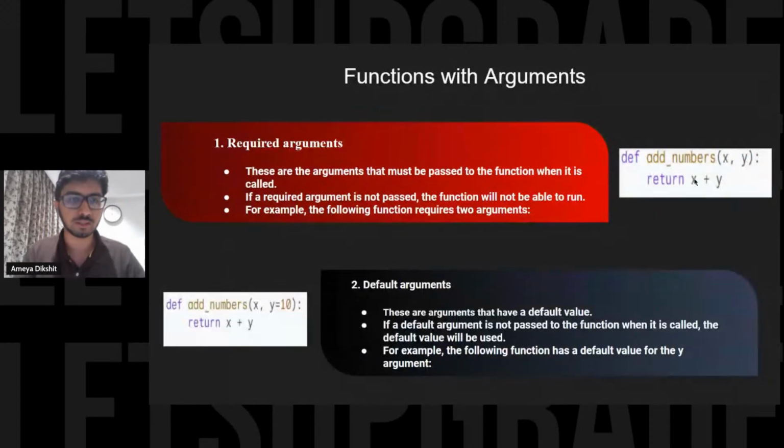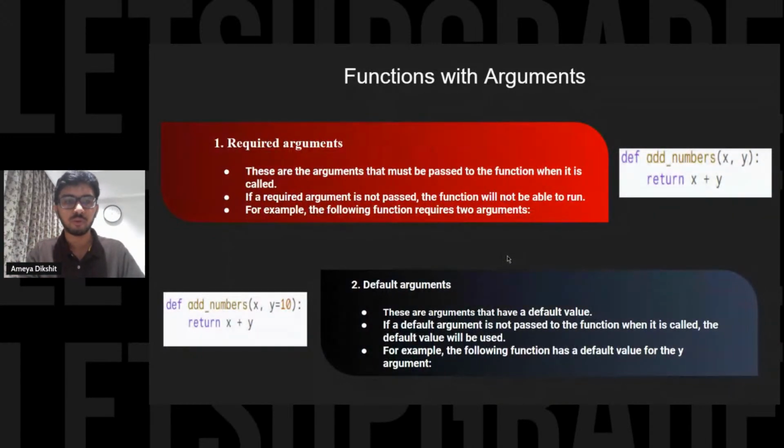Next are the default arguments. So while defining the function, you can also set some default arguments. Like as you can see, x and y equal to 10. So while calling this function add numbers, I just need to call add numbers, then bracket. Inside that, I will write a value. Let's say I write 5, and that's it. You don't need to write any other value for the y variable because y already has a default value 10.